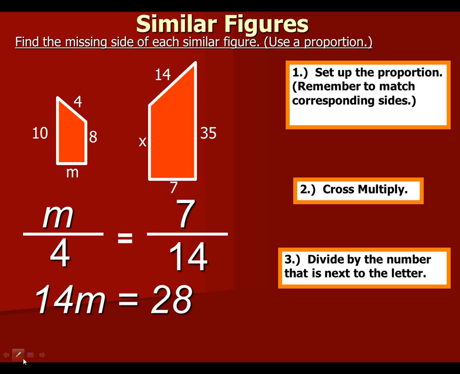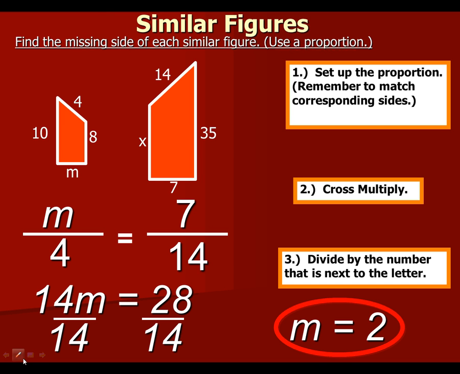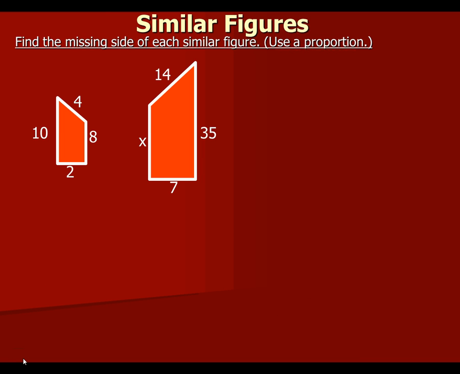So we're going to cross multiply. We get 14m. 4 times 7 is 28. Divide by 14, which you can probably do in your head, and you get 2. So there's our m. Our m equals 2. Now we're going to solve for our x value.